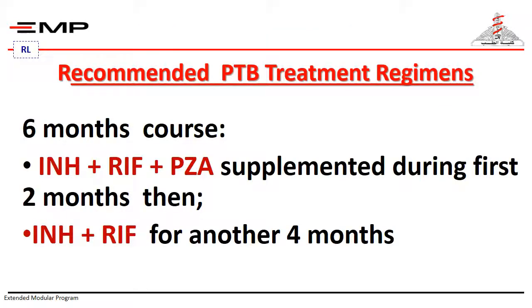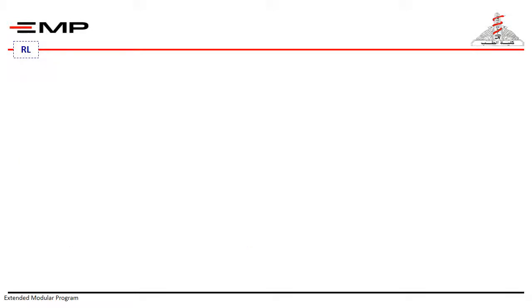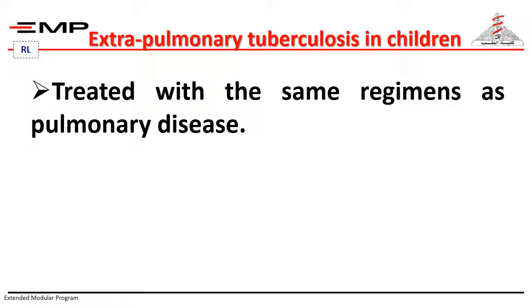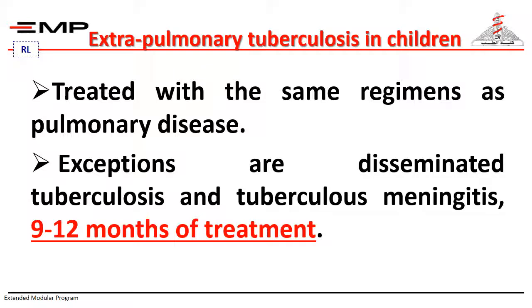What about the recommended pediatric tuberculosis treatment regimen? For how long will we give the child the treatment? We will give him a 6-month course. The first 2 months will be INH, rifampicin, and pyrazinamide together. Then the other 4 months will continue as INH and rifampicin. What about extra-pulmonary tuberculosis in children? It is treated with the same regimen as pulmonary disease. The exceptions are disseminated tuberculosis and tuberculous meningitis, which we will treat for up to 12 months, completely 1 year.